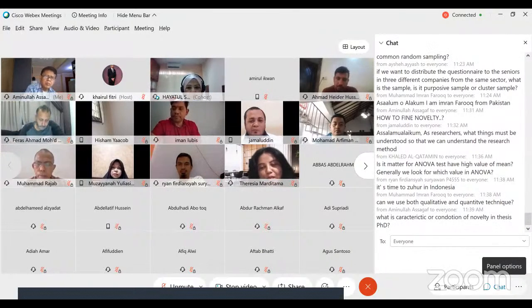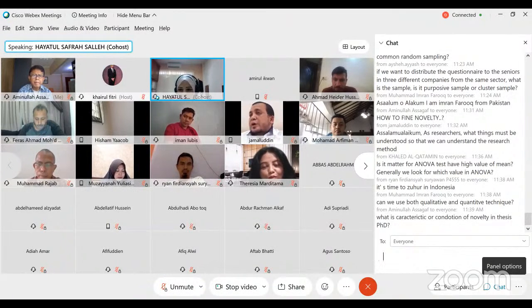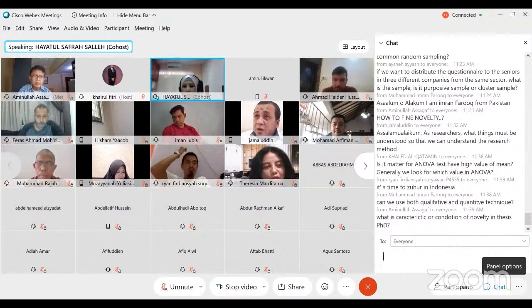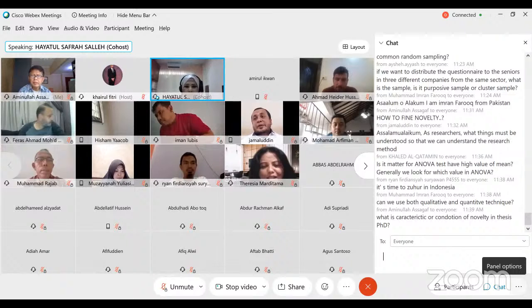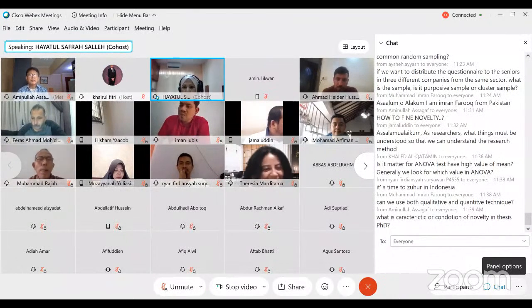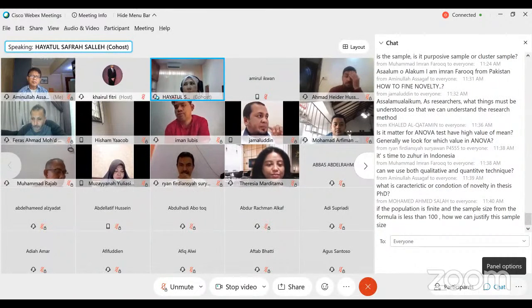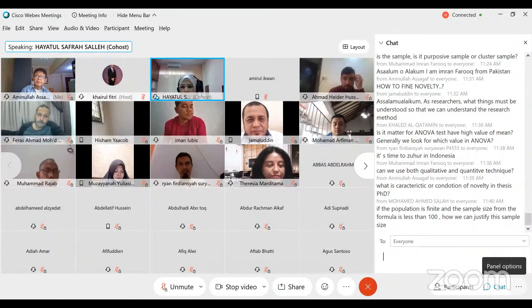Okay. If it is stratified, yeah, you can use stratified random sampling, because you have one group of managers and one group of subordinates. Then you use random sampling from that group. You can use systematic or really random sampling, it's up to you. Use your justification on that.